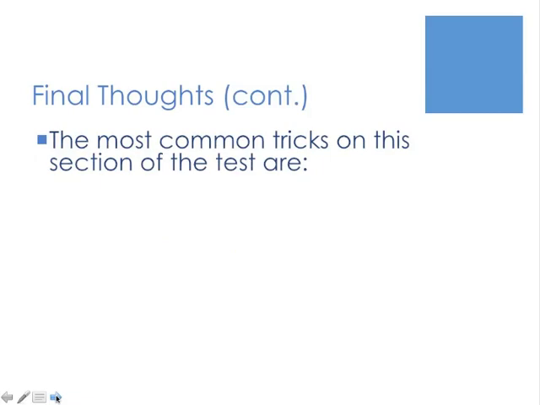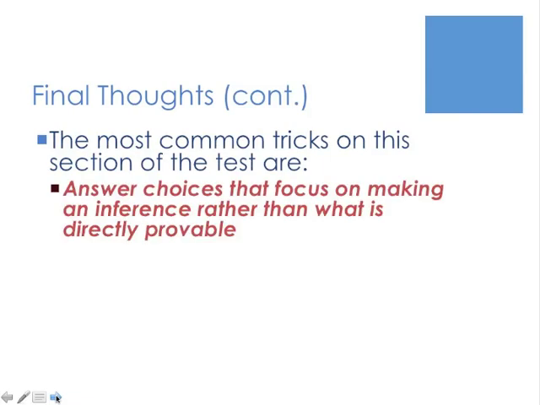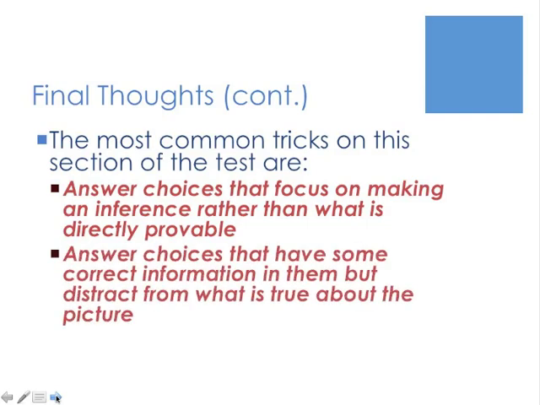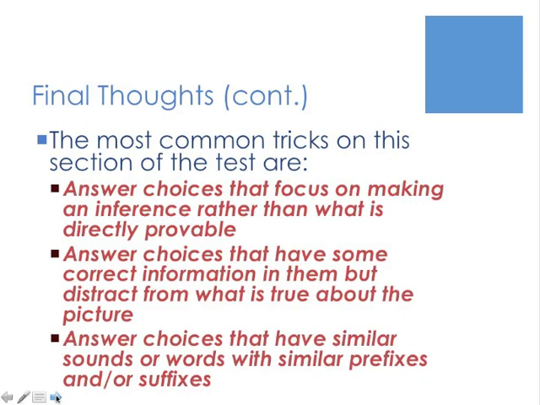The most common tricks we found on the test in this section are answer choices that focus on making a guess, an inference, rather than what we can directly prove. Answer choices that have some correct information in them, but distract from what is actually true about the picture. And then finally, answer choices that have similar sounds, or have words with similar prefixes and/or suffixes.